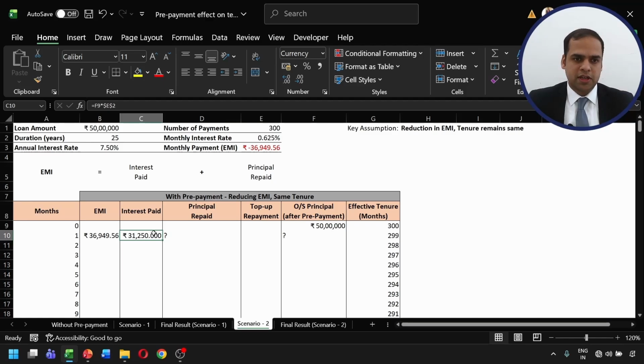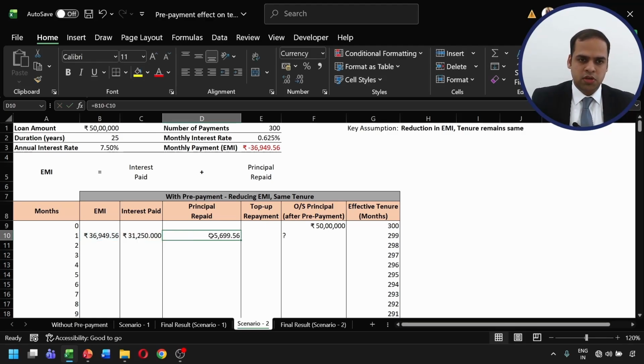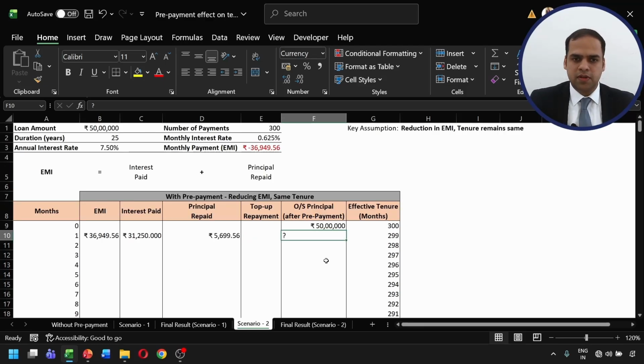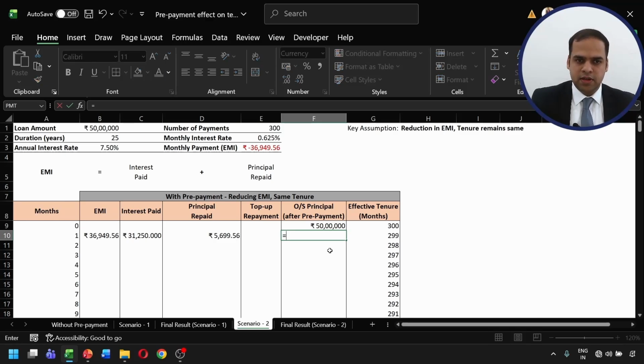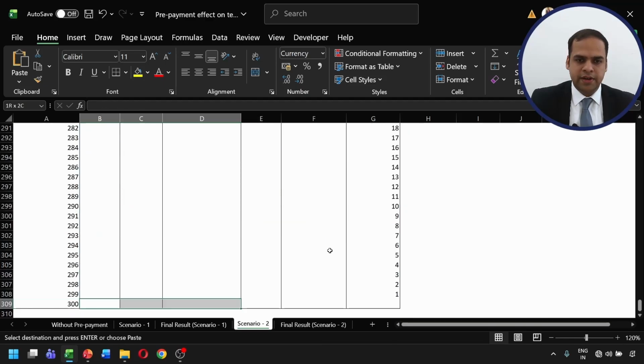The interest paid is the same as we have done without prepayment. It's simple interest, P into R into T, and the principal repaid is EMI minus the interest portion and the top up repayment, which we will do further in the 12th month and 24th month. So the outstanding principal is the previous month outstanding minus the principal repaid and the top up payment we have done. So I just drag this formula till the end.